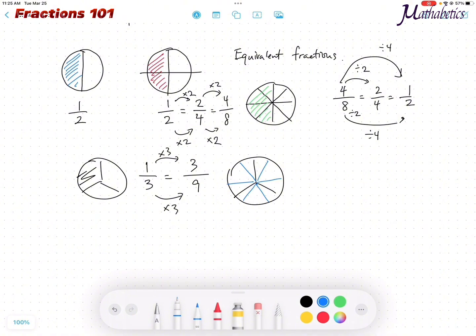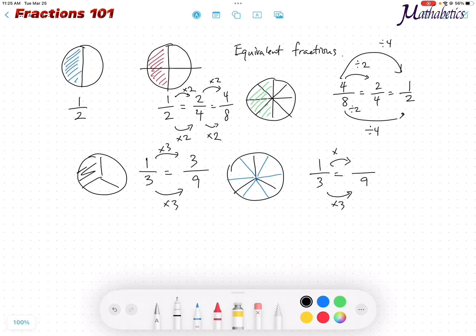It's not perfect, but if I were to go from 1/3 to over 9, and I'm multiplying the bottom by 3 and only multiplying the top by 2, I get 2/9. And you see, if I'm only coloring 2 of those pieces, these are different fractions. So you've got to make sure that.